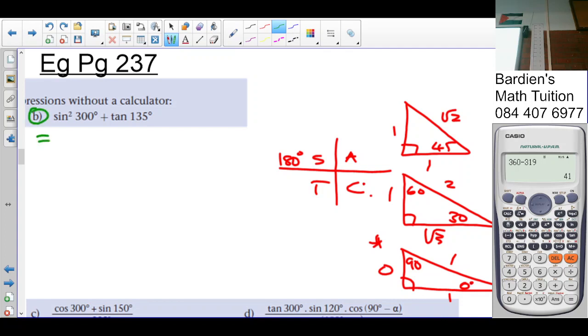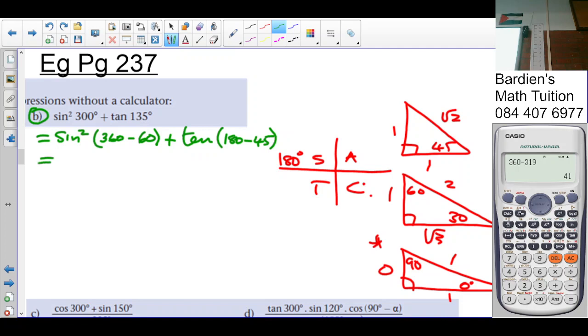So for B, which quadrant is 300 in? Fourth quadrant. So it will be sine squared, 360 minus 60. Plus, which quadrant is 135 in? Second quadrant. So it's going to be 180 minus 45. Okay.